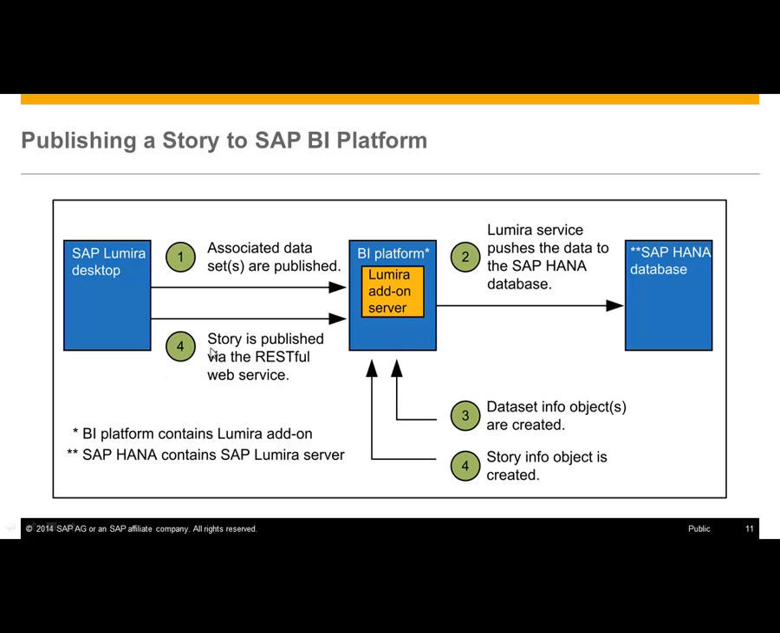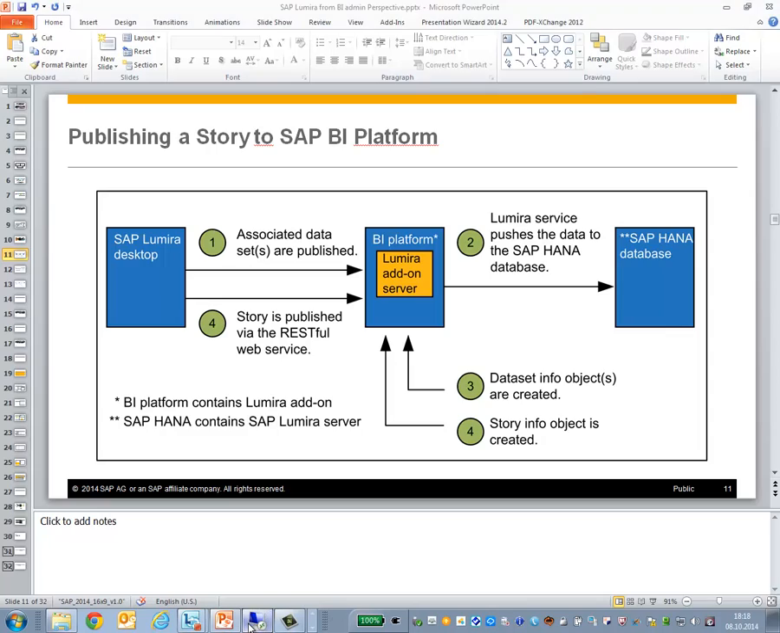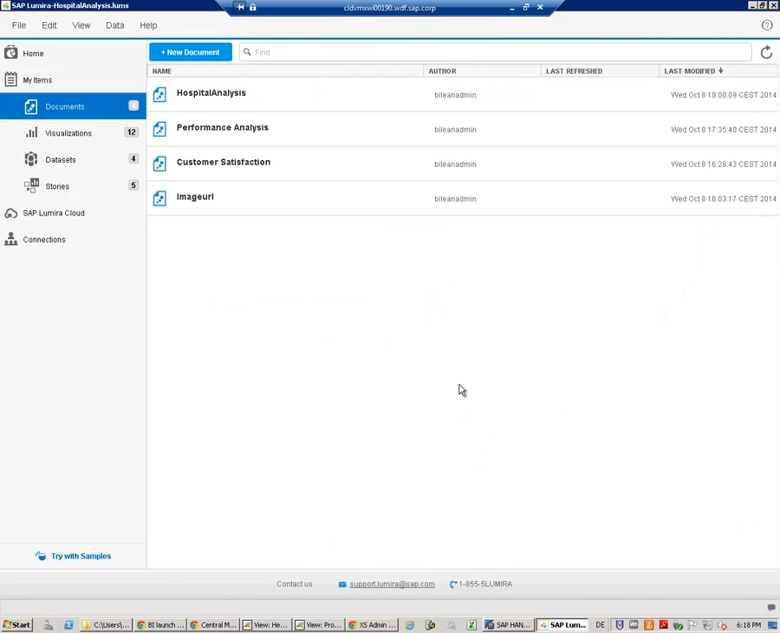Similarly, as we also publish the story via RESTful web services, the story content is also created like an info object. And the same process happens when you try to open that particular story inside the BI Launchpad. It will go via this service, get the data from HANA, and then render it for your story. Okay, so just for the explanation, let's check it from the Lumira side.